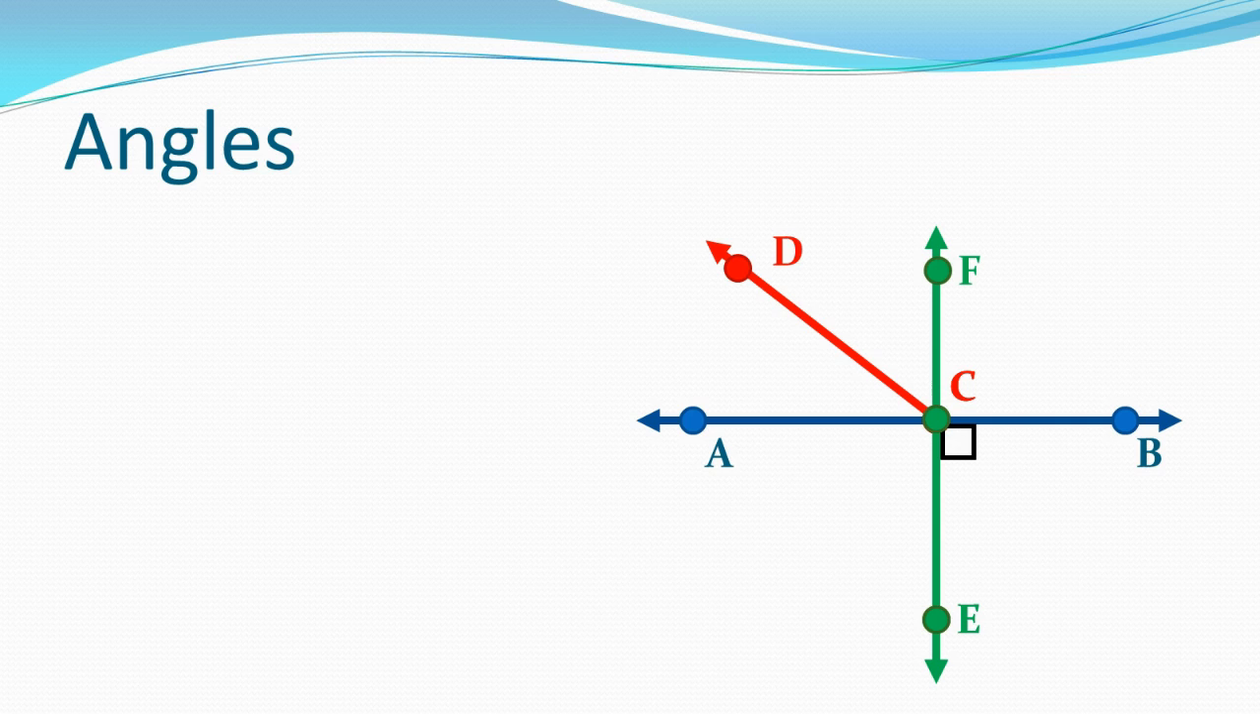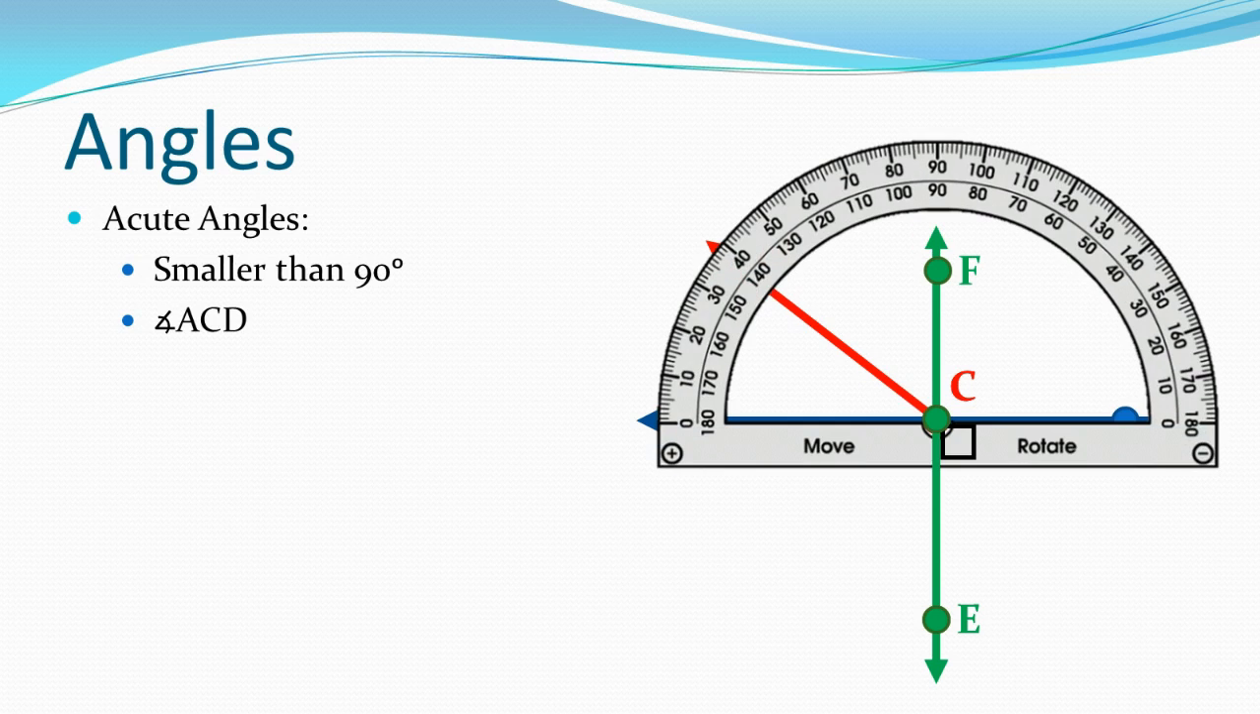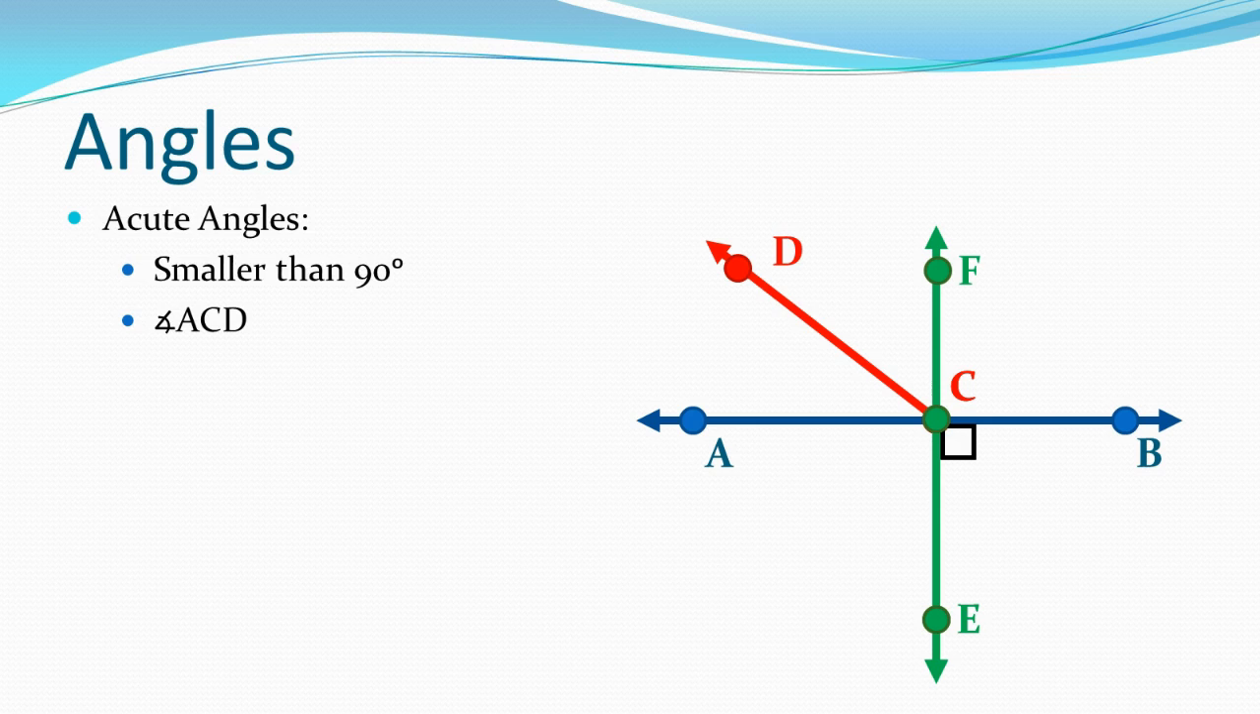Angles fall into a couple of categories. Acute angles are smaller than 90 degrees. So angle ACD is smaller than 90 degrees. It's acute. You can think of something that is cute as usually something that's small, little, smaller than 90. We can prove that by measuring angle ACD. Line up the center with the vertex, line one side up with the 0 marker, and measure the other side. This is a little under 40 degrees.